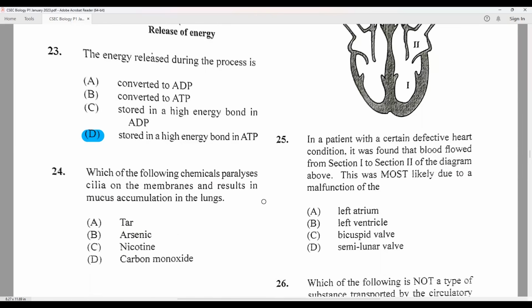Which of the following chemicals paralyzes cilia on the membranes and results in mucus accumulation in the lungs? Is it tar, arsenic, nicotine, or carbon monoxide? And if you're thinking about cigarette smoking, then you know it is tar.